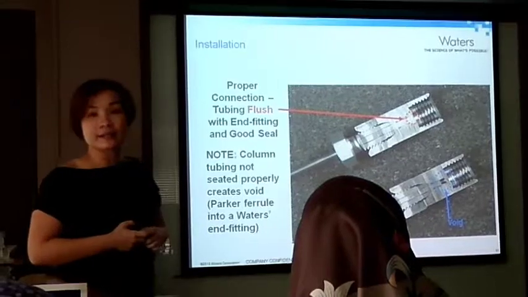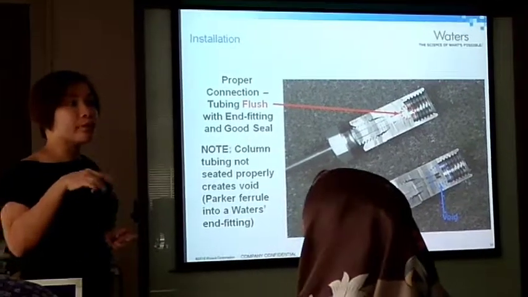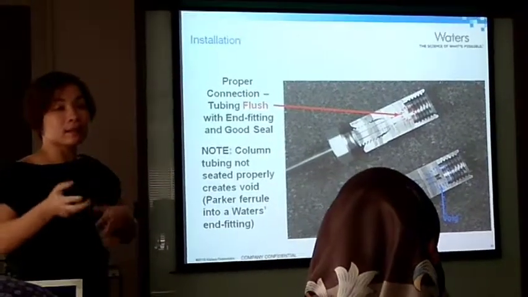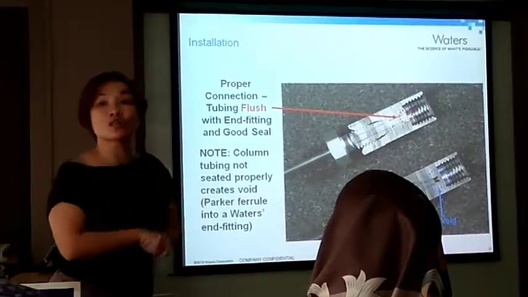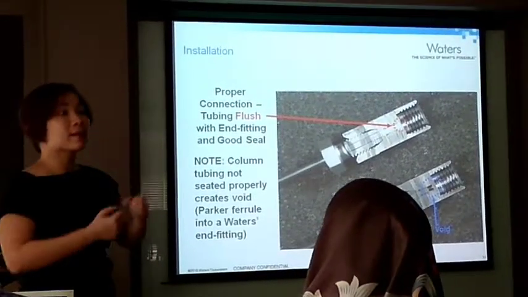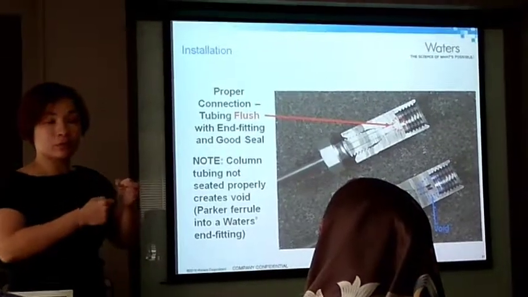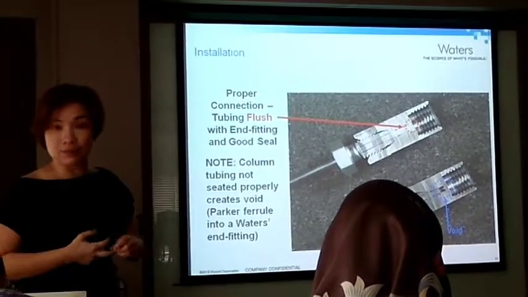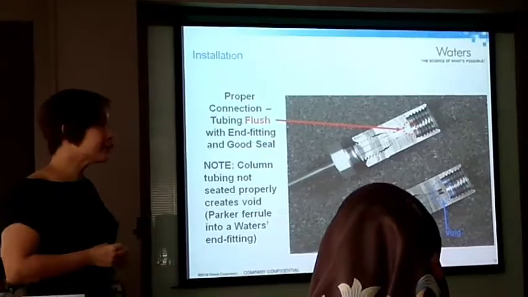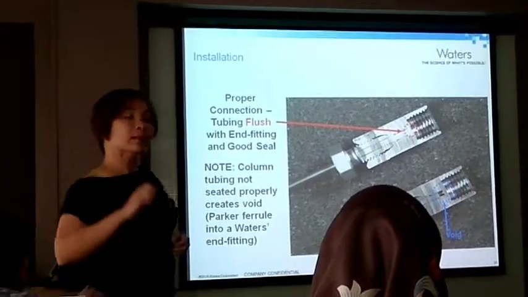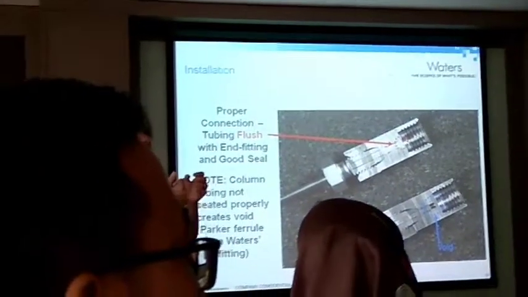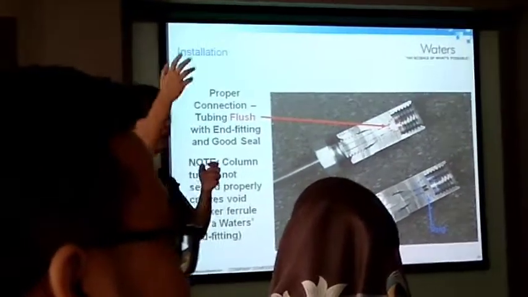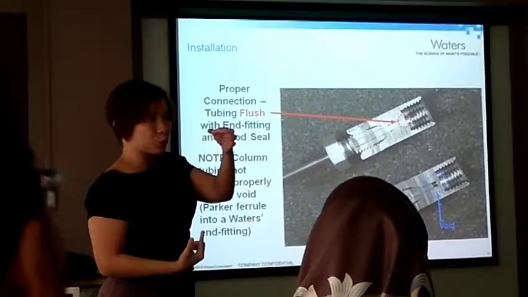So it depends on the customer. For Alliance, we have PEEK tubing because we know customers want the flexibility to use different columns. That will be good for using with different brands of column. Any questions? But the problem with PEEK tubing is that it is hand tight. Sometimes when the pressure is too high, the tubing will start to shoot out.